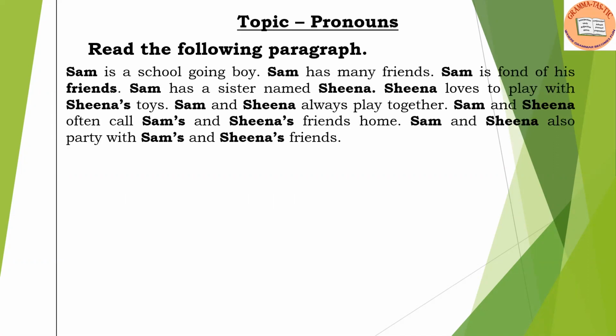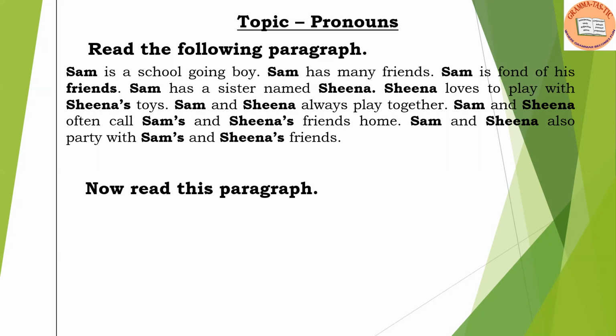Sam is a school-going boy. Sam has many friends. Sam is fond of his friends. Sam has a sister named Sheena. Sheena loves to play with Sheena's toys. Sam and Sheena always play together. Sam and Sheena often call Sam's and Sheena's friends home. Sam and Sheena also party with Sam's and Sheena's friends. Oh my God, don't you think it's a weird paragraph? So many times the words Sam and Sheena have been repeated.